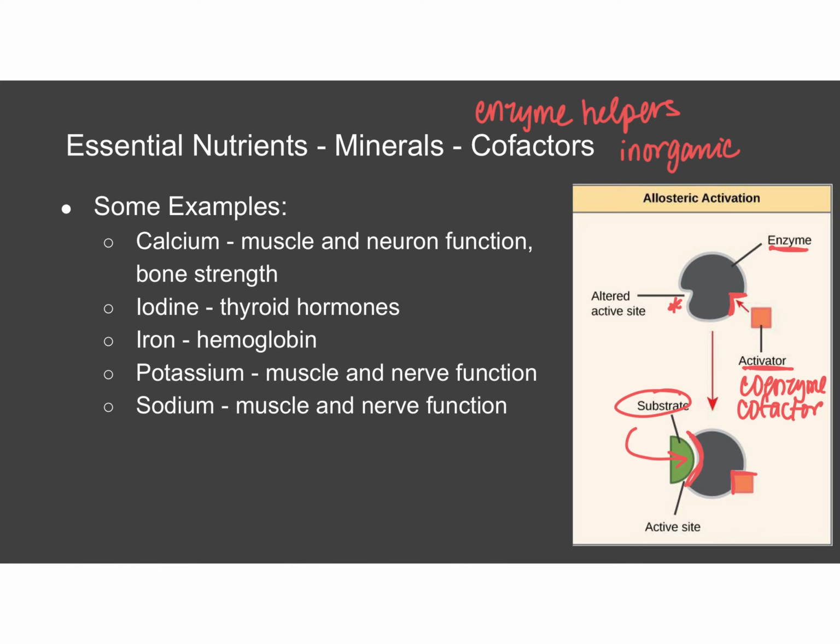Some examples of minerals that are essential nutrients are things like calcium, which is needed for muscle contractions and neuron function, also to strengthen the bones. Iodine is needed to make thyroid hormones. One reason why salt is often fortified with iodine is to help people get more iodine into their body through their diet. Prior to having iodized salt, there were a lot of problems with people developing something called a goiter. And a goiter is basically a swollen throat.